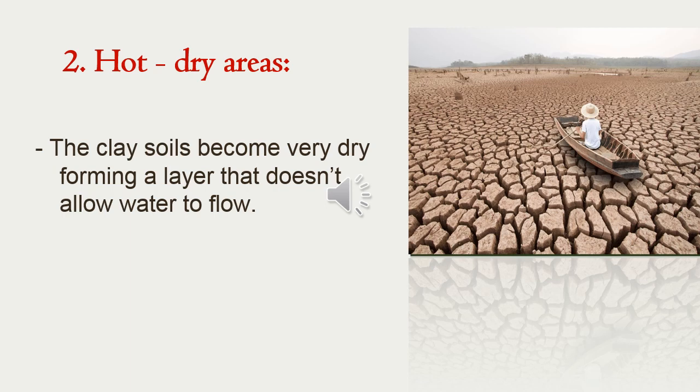Can anyone tell me what happens if we have clay soil and the climate becomes very dry and hot? Think, think more. Super. The clay soil will be very dry and it forms a hard layer that the water can't be absorbed into anymore.